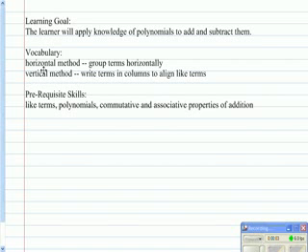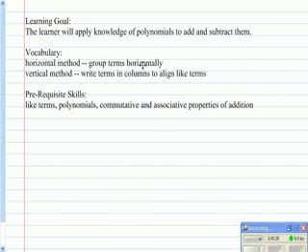This video is for Algebra, Section 8.5, Adding and Subtracting Polynomials. Our learning goal: the learner will apply knowledge of polynomials to add and subtract them. Our vocabulary is the horizontal method and the vertical method. Those are the two different ways that you can add and subtract polynomials.